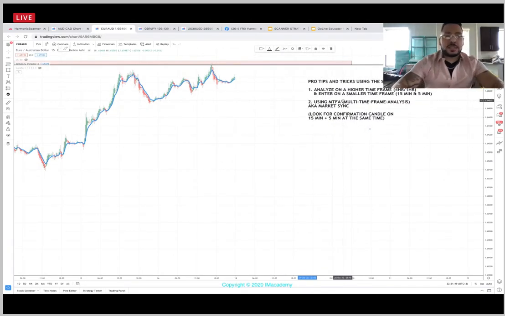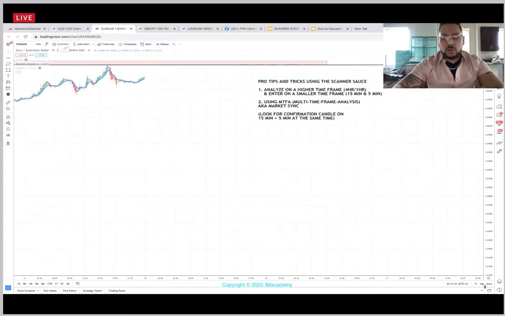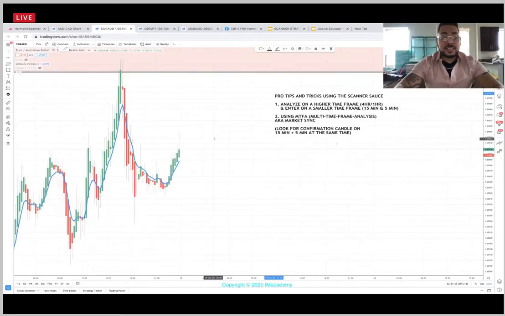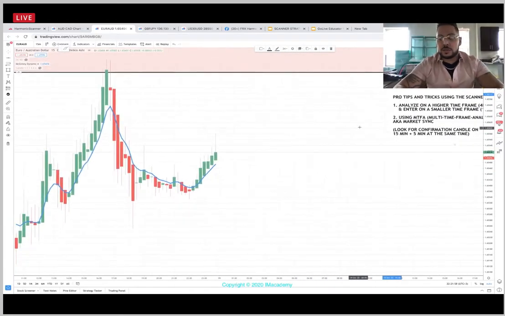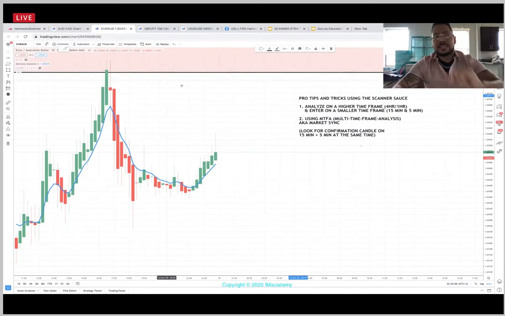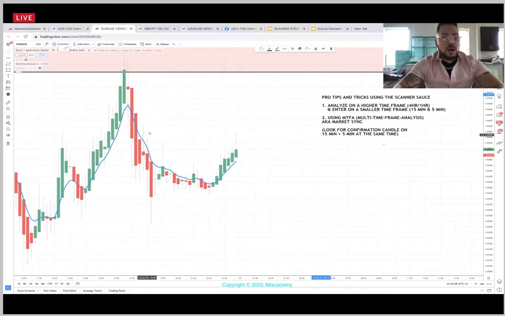What do I mean, right? This is what I mean. So let's say I use the 4 hour. This is going to get so good. When I say that this is going to help you guys, you guys have no idea. So I looked for a support or resistance on the 1 hour or the 4 hour. Same thing I would do on the scanner.